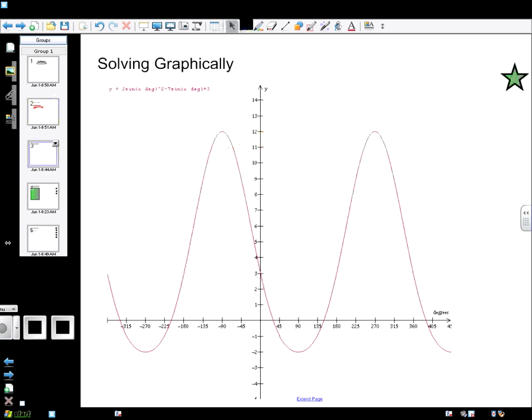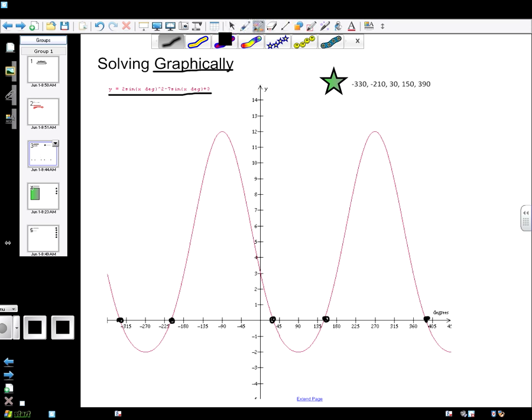The first way we're going to solve this equation is graphically. All you have to do to solve it graphically is graph it and estimate the values on the graph. Our first value is at negative 330 degrees. Our second is at negative 210. Our third is at 30. Our fourth at positive 150. And our fifth at positive 390. We get a check.